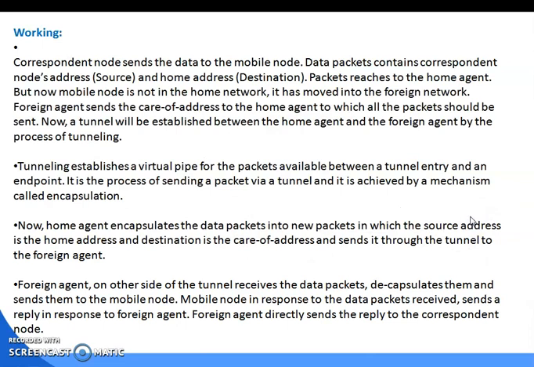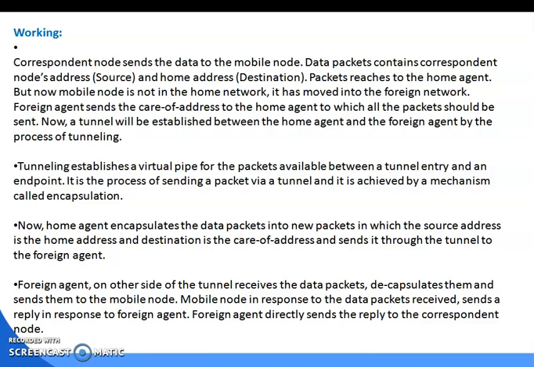Next, this is the working principle. The correspondent node sends data to the mobile node, and the data packets contain the correspondent node's address as source and the home address as destination. Packets reach the home agent, but the mobile node is not in the home network; it has moved into the foreign network. So the foreign agent sends the care of address to the home agent, to which all the packets should be sent. Now a tunnel will be established between the home agent and the foreign agent by the process of tunneling. Tunneling establishes a virtual pipe for the packets between a tunnel entry and an endpoint.